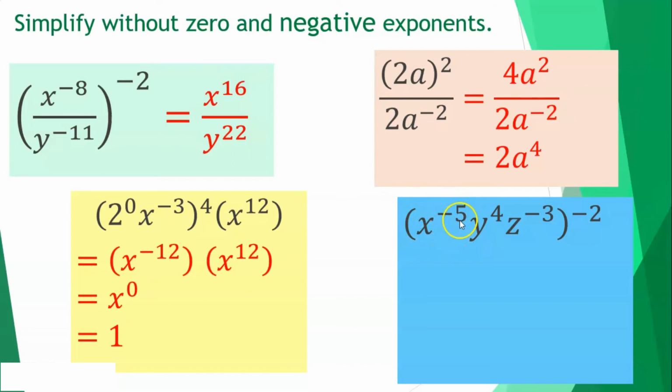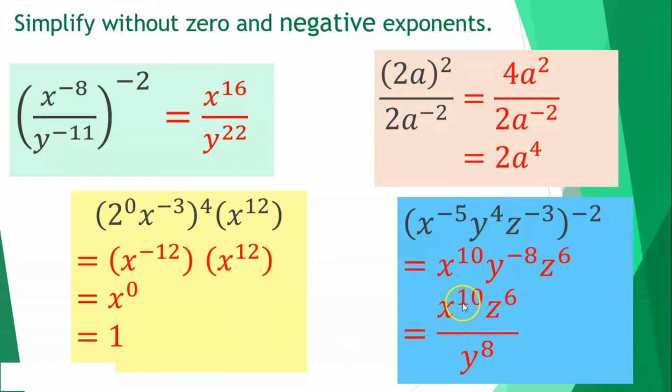Another. Quantity x to the negative 5, y to the power of 4, z to the negative 3, to the power of negative 2. So still, this is power rule. So simplifying this, negative 2 times negative 5 is 10. Negative 2 times 4, that's negative 8. Negative 2 times negative 3, it's positive 6. So take note at this point, the exponent here is still negative 8. So you have to make it positive by bringing it down. So therefore, the final answer is x to the 10 z to the 6 over y to the power of 8.